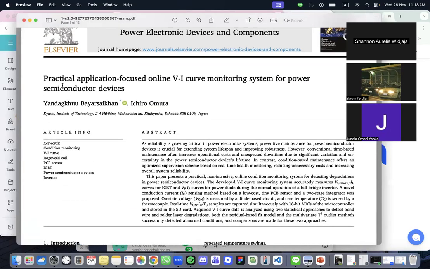This is called Practical Application Focused Online VI Curve Monitoring System for Power Semiconductor Devices. This is by Mr. Bayer Khan and Omora.